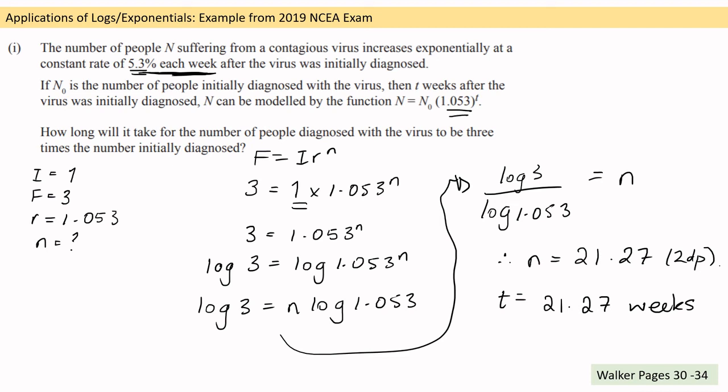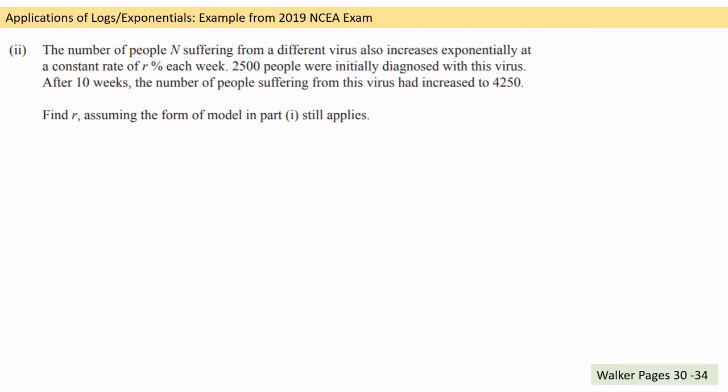This question did have two parts. Here's part two now. So the number of people N suffering from a different virus also increases exponentially at a constant rate of R% each week. 2,500 people were initially diagnosed with the virus. After 10 weeks, the number of people suffering from this virus had increased to 4,250. Find R. Okay, assuming the form of the model, that's just telling you about the little equation. Like I said, I kind of ignore that because I like my own little equation, FERN.